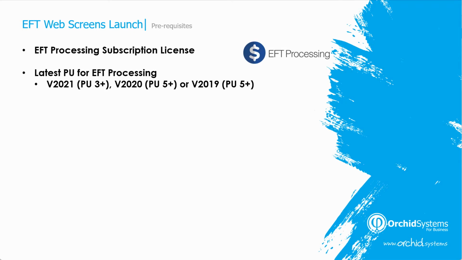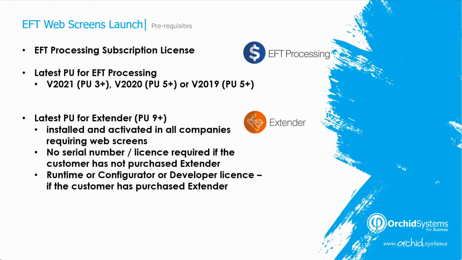The prerequisites for EFT processing web screens is that you need an EFT processing subscription license. And you also need to be on the latest PU for EFT processing. And that is PU 3 and above for version 2021, PU 5 and above for version 2020, or for version 2019, PU 5 and above. You also need the latest PU for Extender, that is PU 9 and above. Extender needs to be installed and activated in all companies requiring web screens.